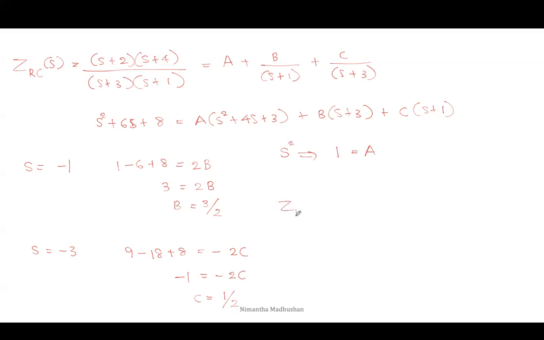Then I can write the partial fraction expansion: 1 plus (3 over 2)(s plus 1) plus (1 over 2)(s plus 3). This is the partial fraction expansion of the given impedance function. These are Z1, Z2, Z3, small impedance values. Now we have to find the element represented by each impedance part. First, I consider Z1, it is equal to 1.